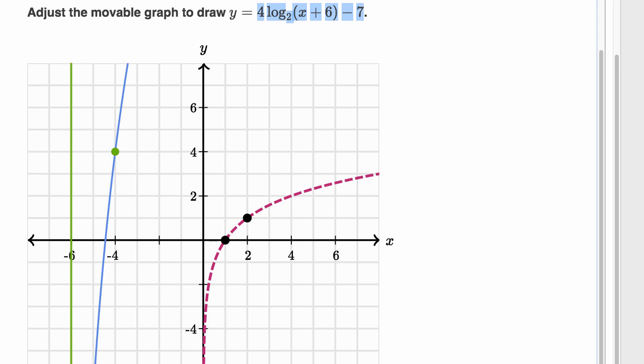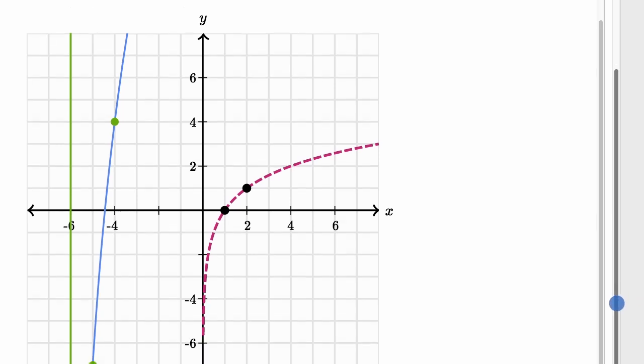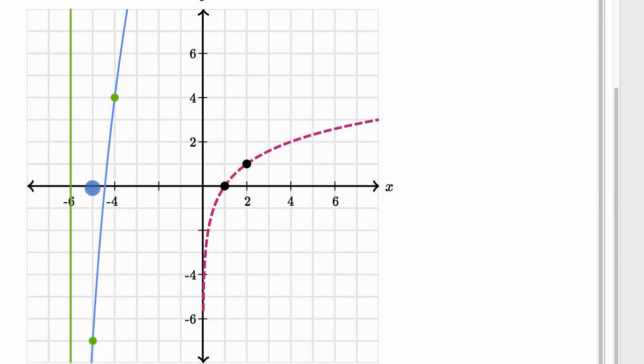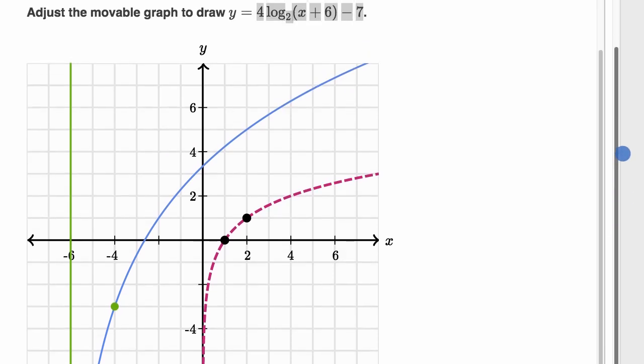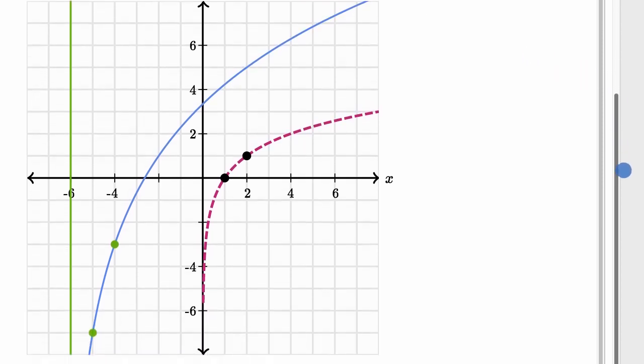I went off the screen a little bit, but let me see if I can scroll down a little bit so that you can see that. See, almost, there you go. Now you can see I moved this down from 0 to negative 7, and then this one I have to move down 7. 1, 2, 3, 4, 5, 6, and 7. And we're done. There you have it. That is the graph of y is equal to 4 times log base 2 of x plus 6 minus 7. And we are done.